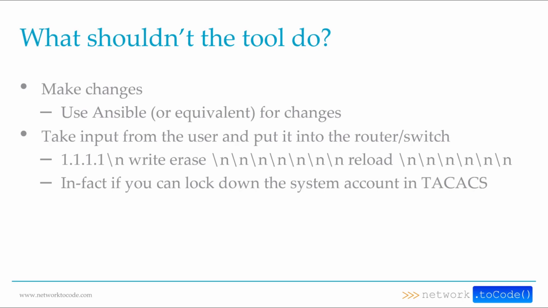Another thing to be careful of is taking input from the user and putting it into the router or switch. Say your program prompts for an IP address and they decide to put in 1.1.1.1, line return, write erase, enough line returns to get past the confirmation, reload, enough line returns to get past the confirmation. This would be a bad thing because they just took out a router and/or switch.